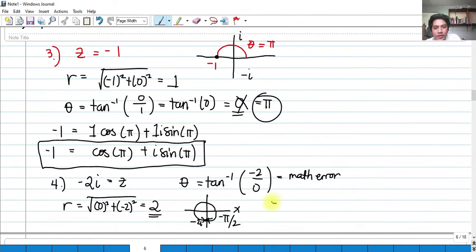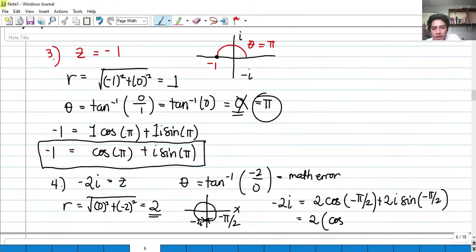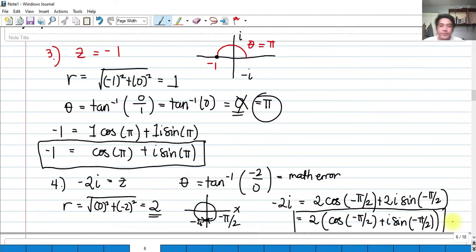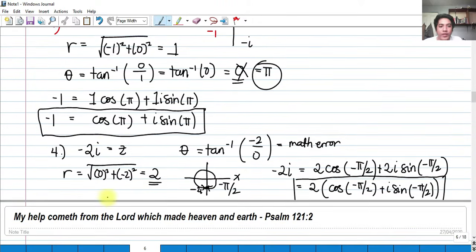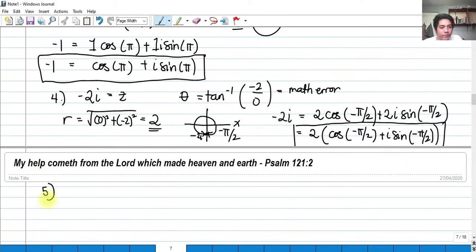So our answer in this question, negative 2i, if converted into polar form, that should be 2 cosine of negative pi over 2 plus 2i sine of negative pi over 2. So in other words, we can factor out 2. We have 2 multiplied by cosine of negative pi over 2 plus i sine of negative pi over 2. Okay, this shall be our answer for this problem in converting this complex number into its polar form.